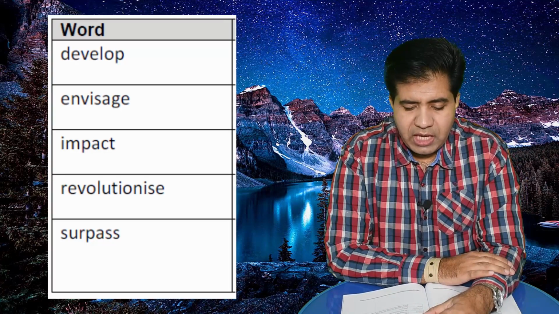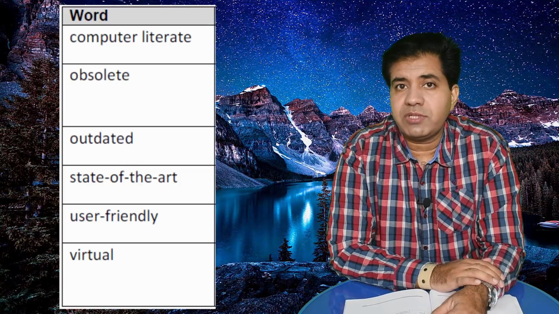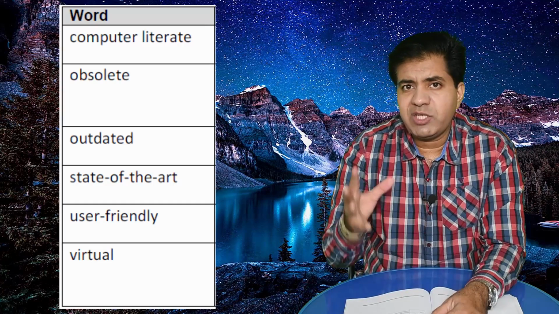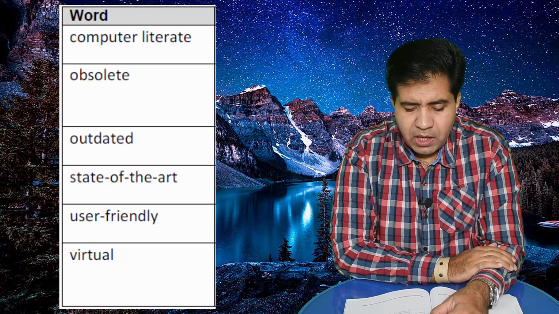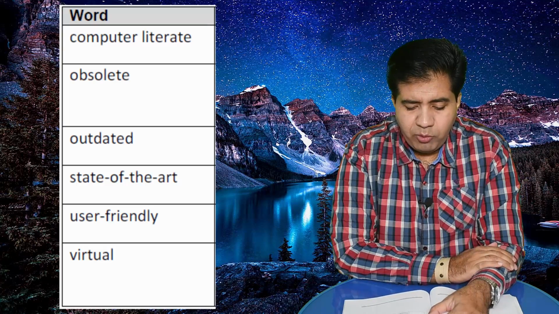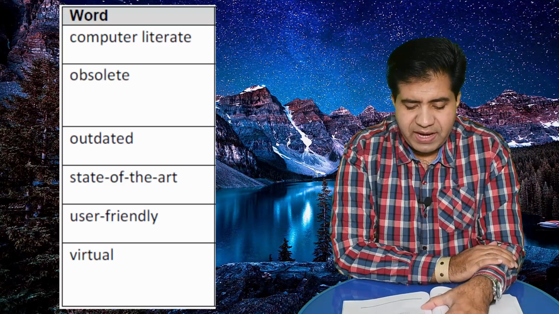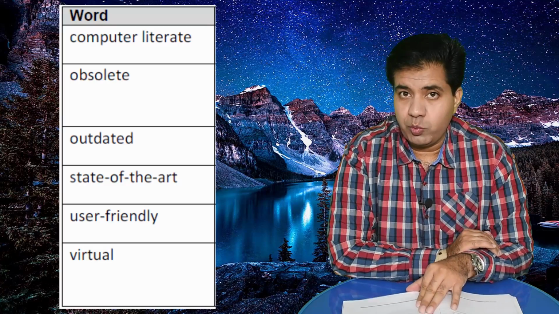Telecommunications. Right now, some useful verbs are develop, envisage, impact, revolutionize, and surpass. And adjectives are computer literate. Computer literate means to be able to use a computer. Obsolete, outdated, state of the art, user friendly, and virtual.